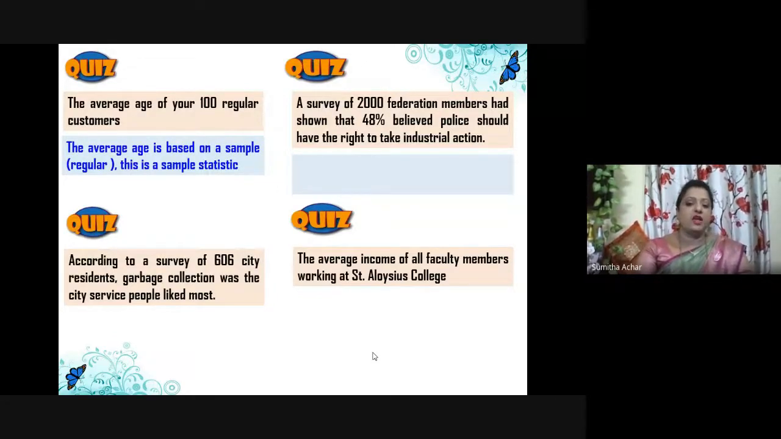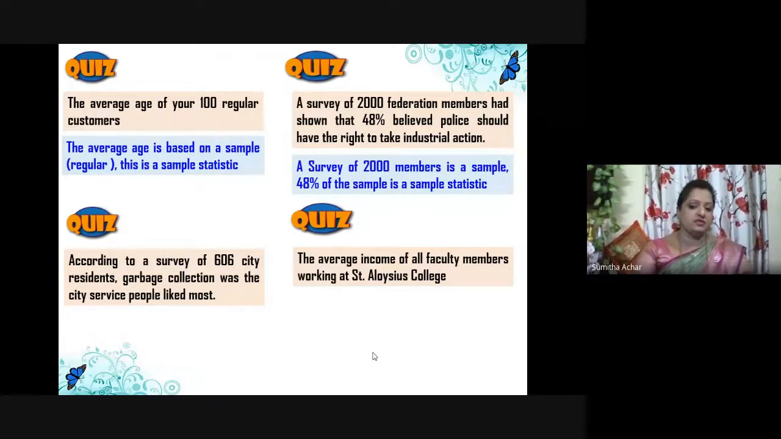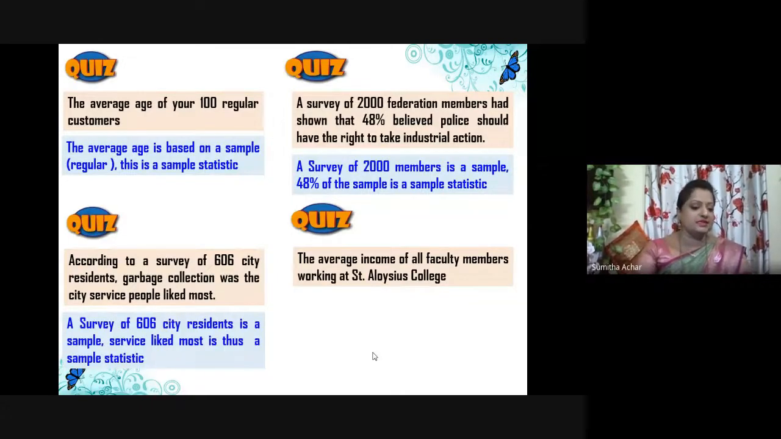Next. The survey of 2000 federation members had shown that 48% believed Polish should have the right to take an industrial action. So what is this? Again, it is a sample study, right? So we have a sample survey of 2,000 members. So 48% of a sample is nothing but the sample statistic.